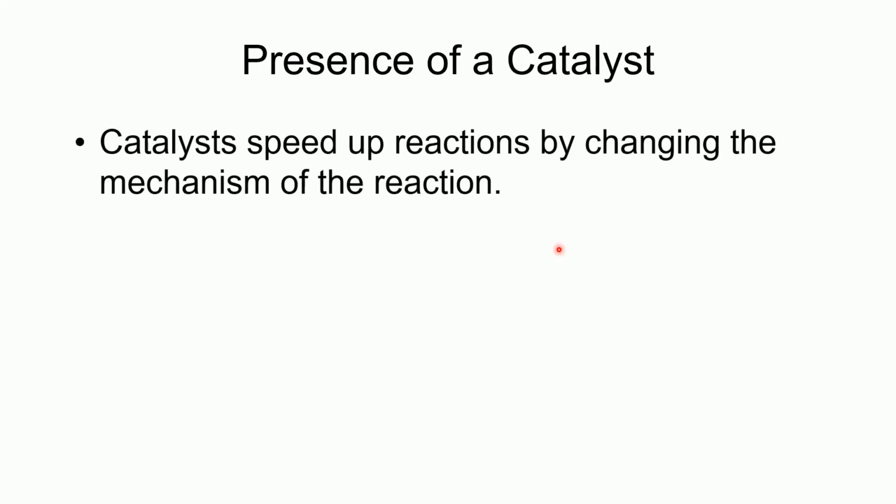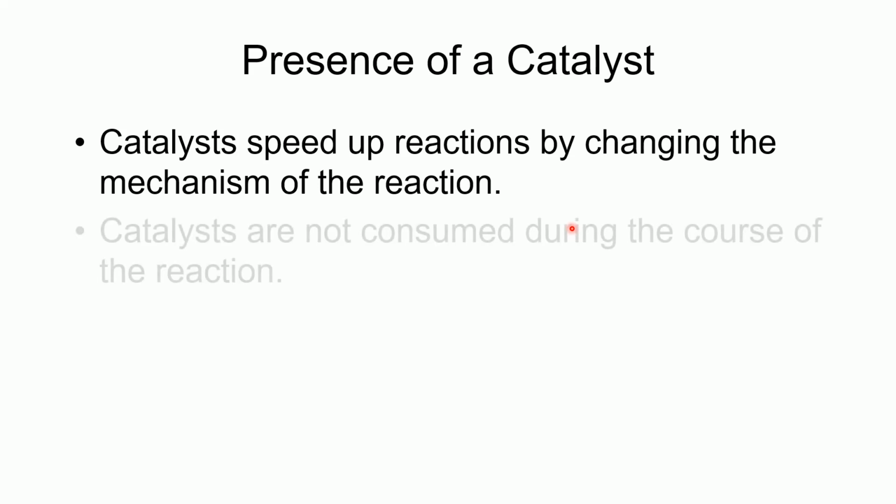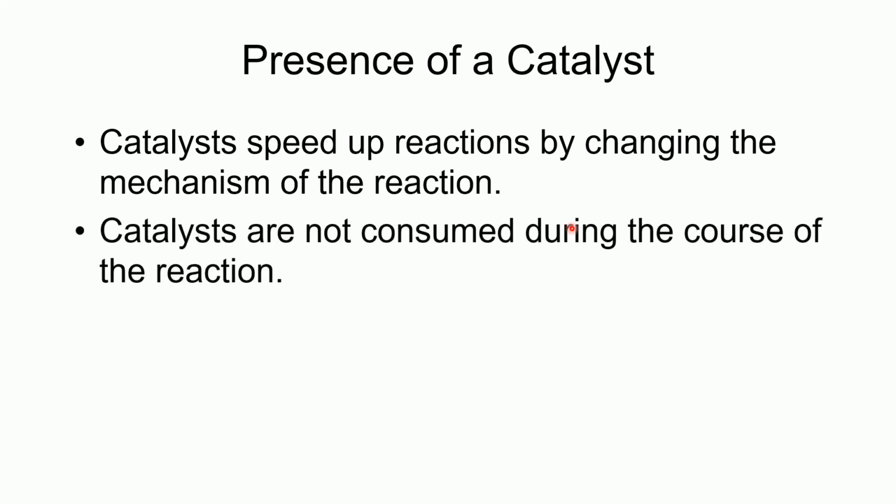And then finally, our fourth factor is the presence of a catalyst. A catalyst will speed up the rate of the reaction by changing the mechanism. Now, catalysts are kind of special, and they do some really cool stuff. So we're going to look at that in more detail at the end of the chapter. But one of the key features of a catalyst is that a catalyst is not consumed over the course of a reaction.